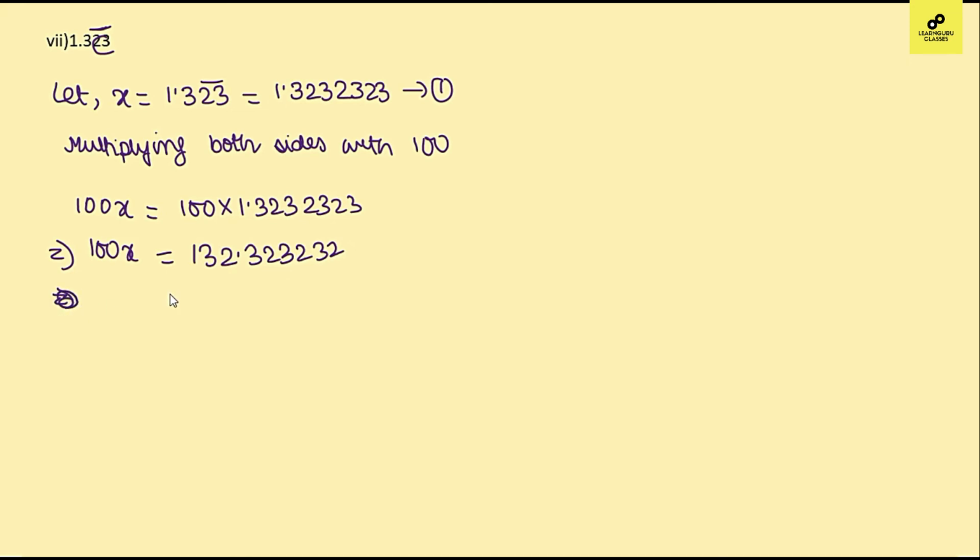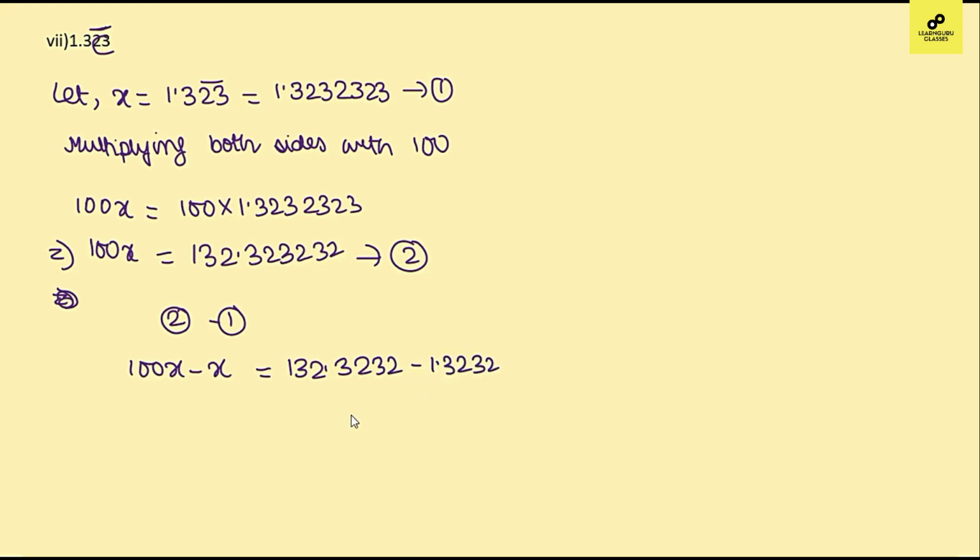So here if you subtract 2 minus 1, so 100x minus x, you will be getting 132.3232 minus 1.3232. So you are getting 99x equals 131. So x equals 131 by 99 is the equivalent decimal expansion.